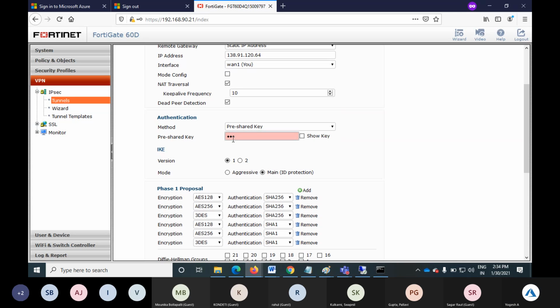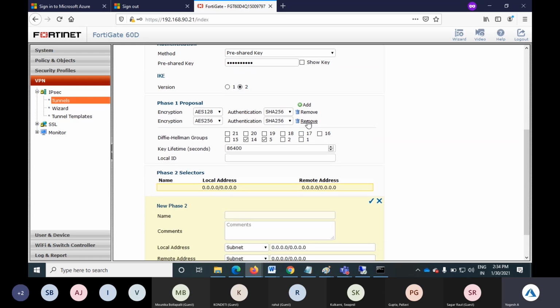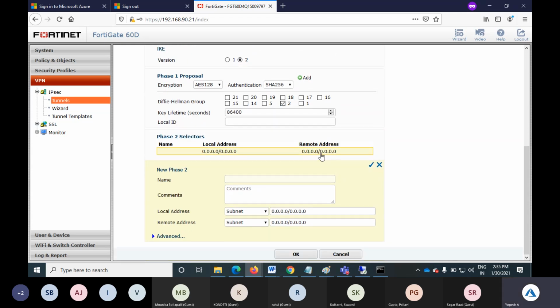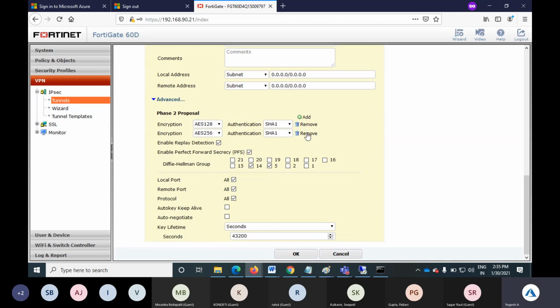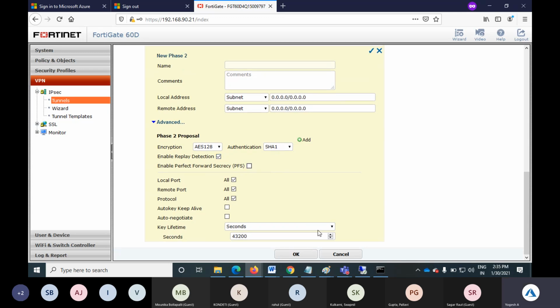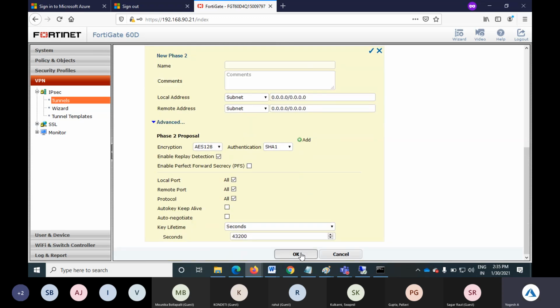Pre-shared key 3456789, and IKEv2 we are using. So we'll use only one encryption mechanism. Then phase 2. Under phase 2 also we'll use the same mechanism. It's not required. Okay, local ports. So all traffic I'm going to allow between the two infrastructures. Say okay.